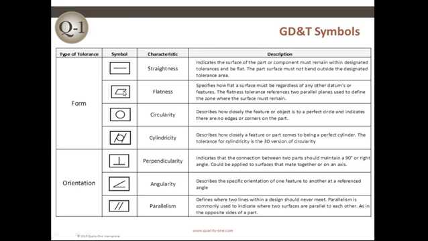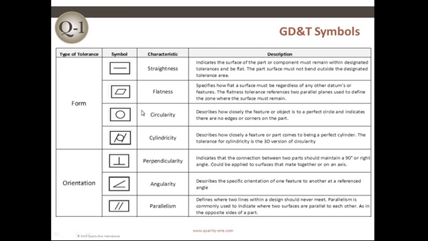Second one is flatness. So these are the symbols we are going to use in our drawing for flatness. It specifies how flat a surface must be regardless of any other datums or features. The flatness tolerance references two parallel planes used to define the zone where the surface must remain.